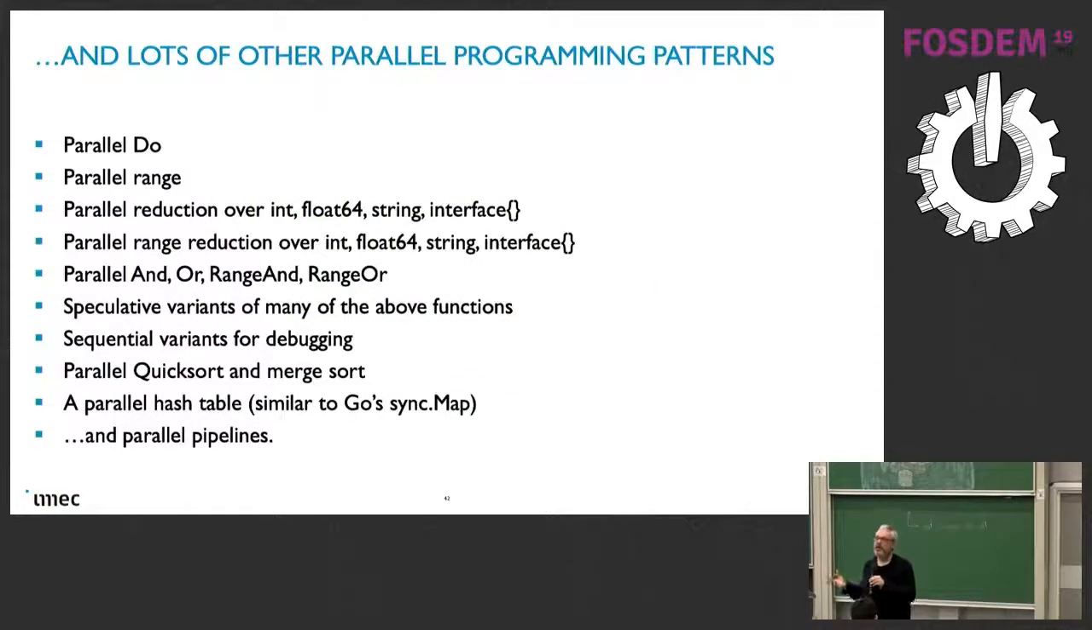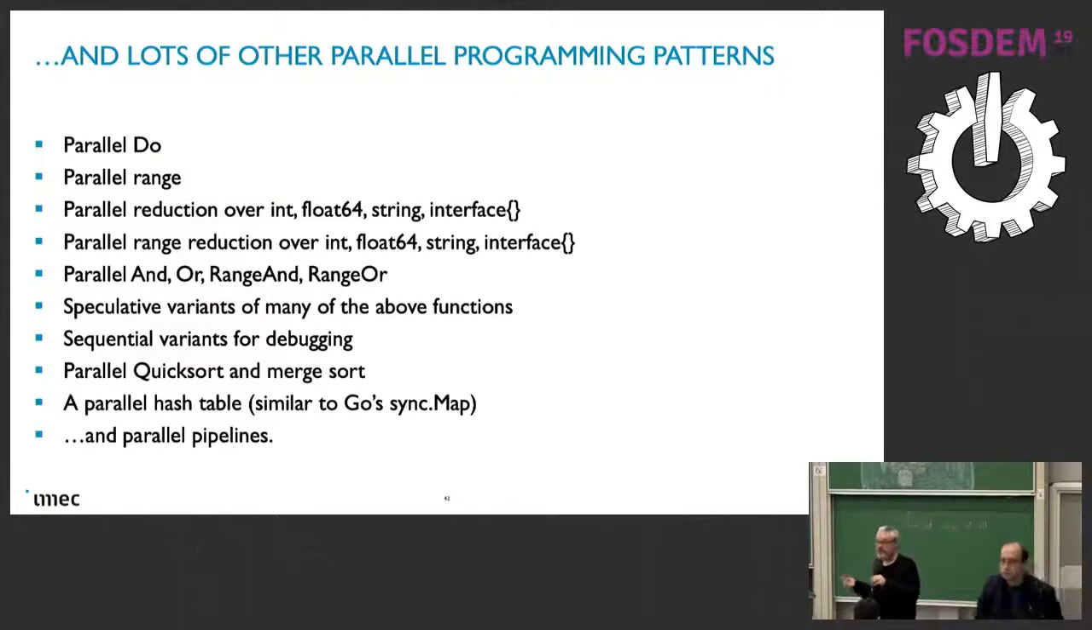So this is where all these functionalities that are already sketched come into play. We have a simple parallel do, which just spawns a couple of Goroutines functions. We have ranges, which don't produce a result. We have reductions over ints, floats, strings, and generic interface. We have range reductions over int, float, string, and generic interface. We have the Boolean functions.